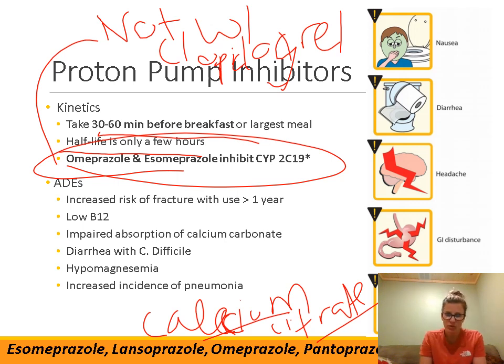Hypomagnesemia is also possible, as well as an increased incidence of pneumonia with long-term use.